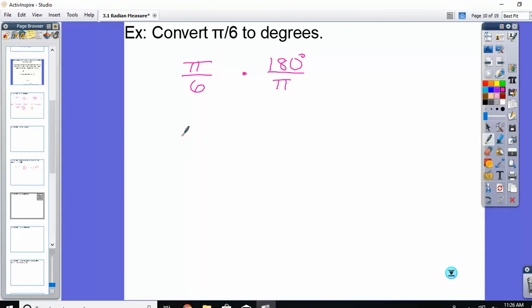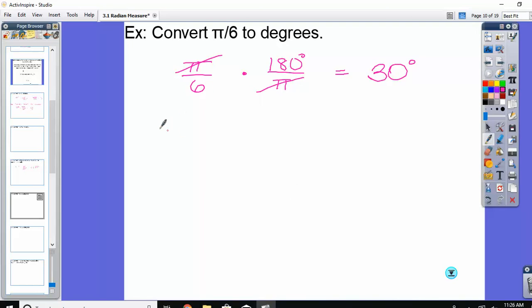So what happens there? Pi cancels, you're left with 180 divided by 6, which is 30. Is that answer correct? Why? You have to put your degree symbol.